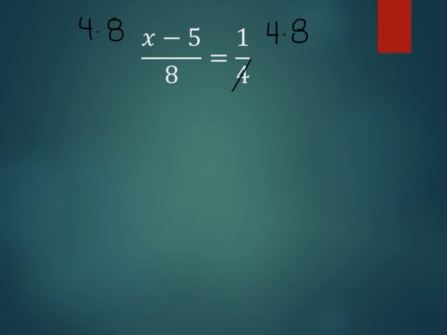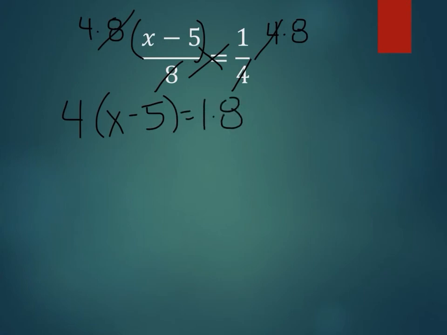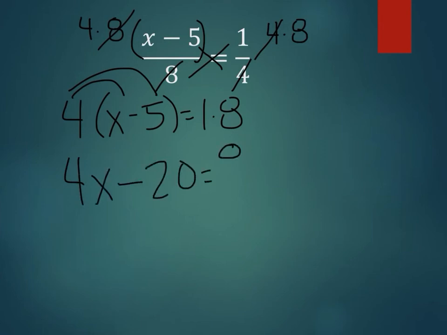So here the 4 cancels out, and here the 8 cancels out. You can see we're multiplying x minus 5 times 4, and here we're multiplying 1 times 8. That's why it works. Now we have 4 times (x minus 5) equals 1 times 8. I'm going to use the distributive property here. So that's 4x minus 20 equals 8.